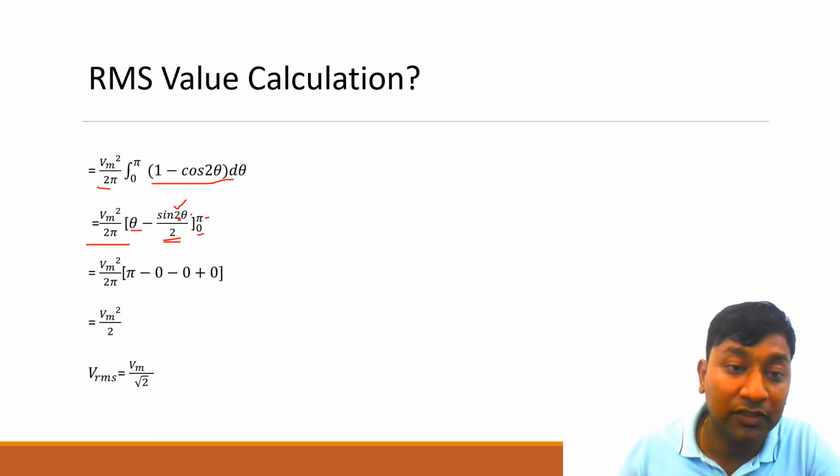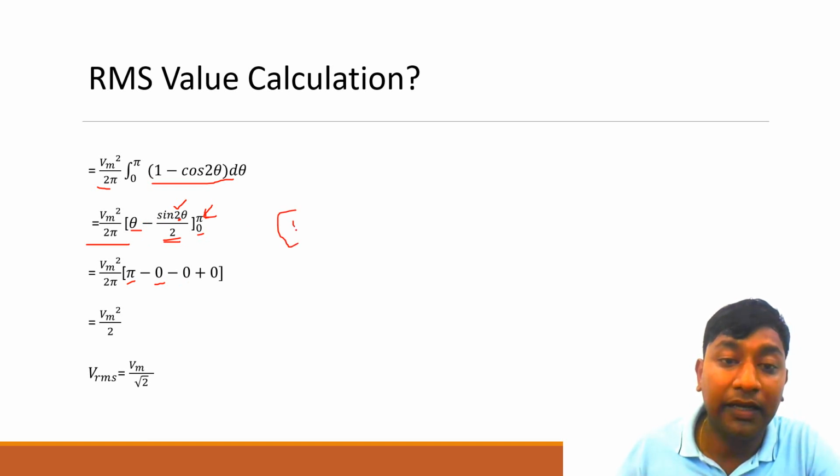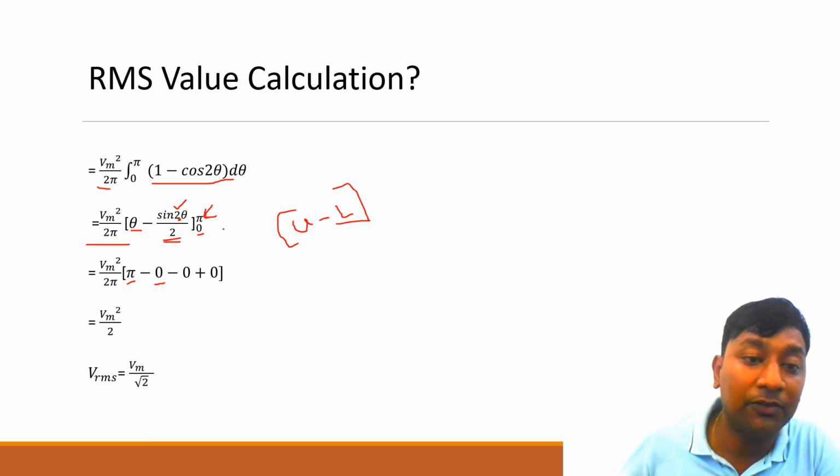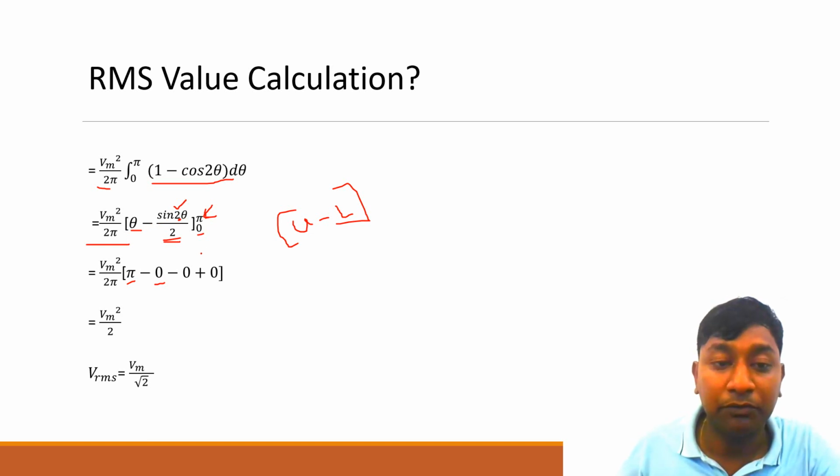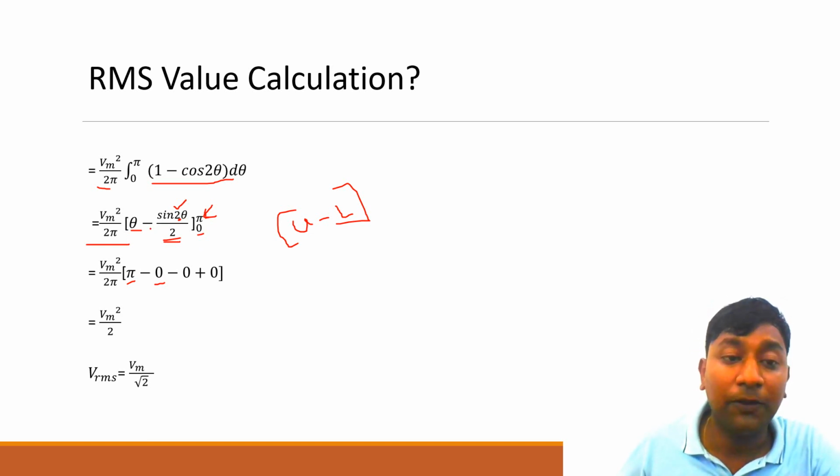First we use the upper limit: instead of theta we put pi, and sine 2 pi we know is 0. Now we put the lower limit and subtract it: upper limit value minus lower limit value. So pi minus sine 2 pi by 2, minus (0 minus sine 0 by 2); in the bracket, minus minus becomes plus. So except for this first one, all the values are 0.